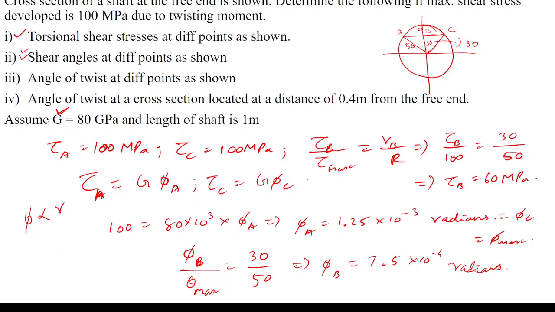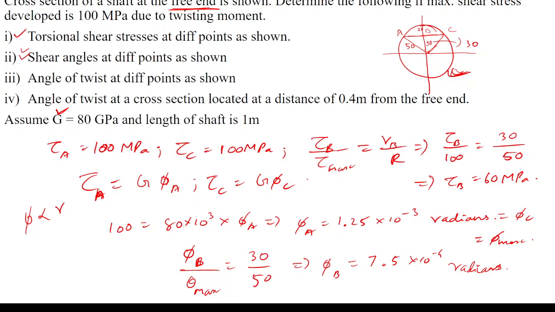So the second part is also done here. What is the angle of twist at different points for this cross section? Whether it will be same or different for all the points. What is this cross section actually? Whether it is at the free end or the fixed end? At the free end, right? So what will be the angle of twist at point A, point B, and point C? Whether it will be same or different.